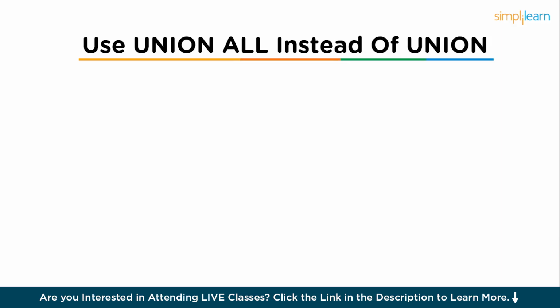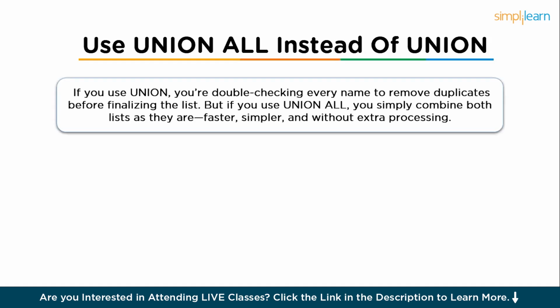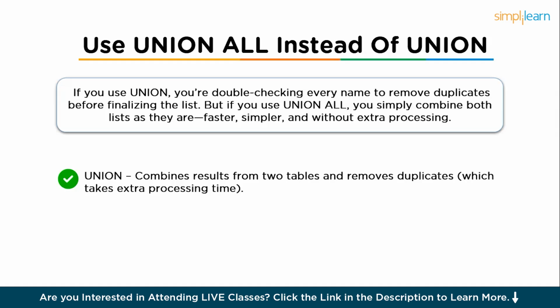Imagine you're merging two guest lists for an event. If you use union, you are double checking every name to remove duplicates before finalizing the list. But if you use union all, you simply combine both lists as they are, faster, simpler, and without extra processing. That's exactly how union all works in SQL. It joins two datasets without checking the duplicates, making it much more efficient than union.